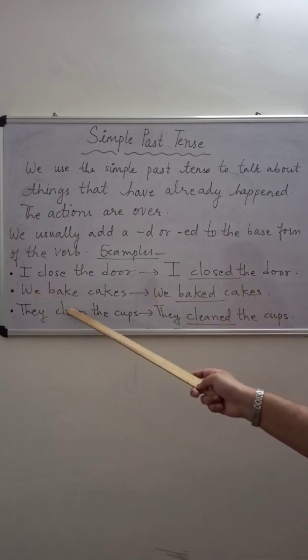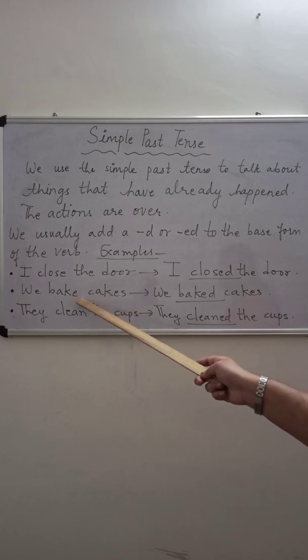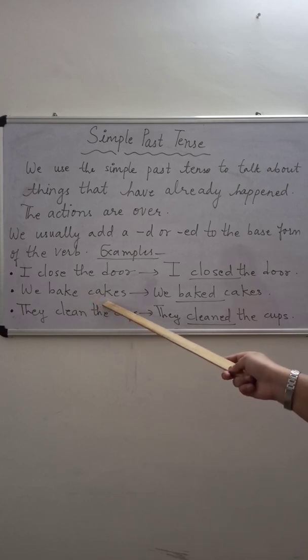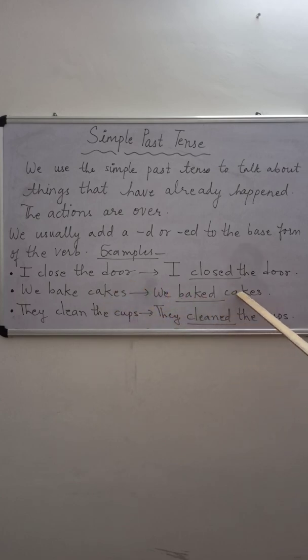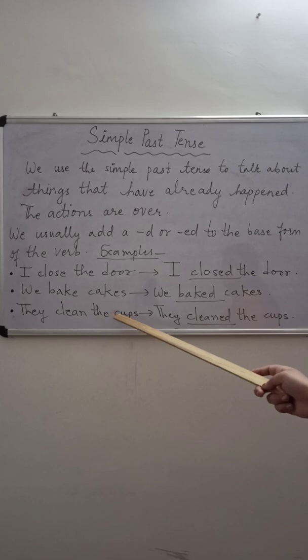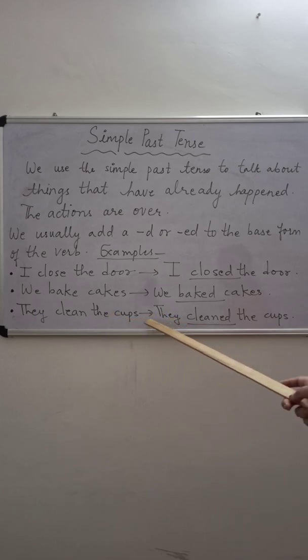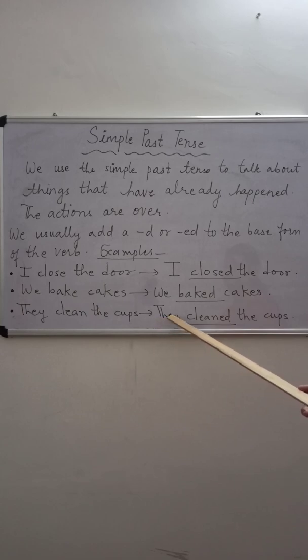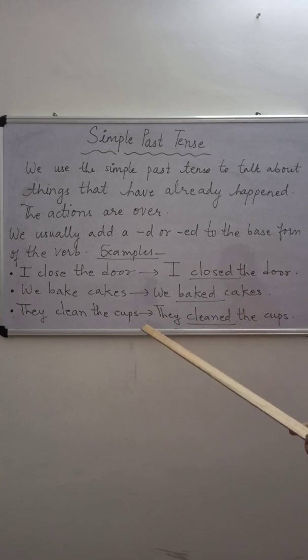Second, we bake cakes. This is in present tense. So how will we write this in simple past tense? We baked cakes. We have added a D. So this sentence indicates that the baking action has already been done. The action is over. Third sentence, they clean the cups. So in the simple past tense, we will write clean as cleaned. So the sentence in the past tense becomes they cleaned the cups. The action of cleaning is over. It has already been done in the past.